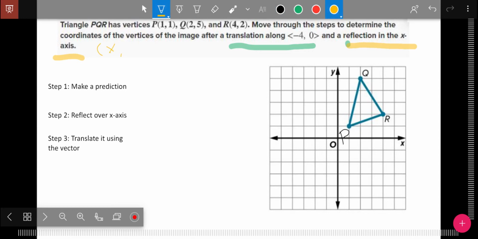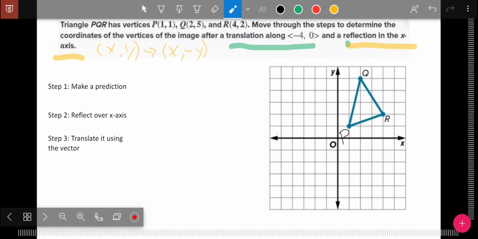I have to remind myself, what is the rule for that? The rule is (x, y) becomes (x, -y). So I'm going to make new points. If I just think about it here, Q slides left 4, because that's what the vector -4 is saying to do, and then it flips over the x-axis, so it's going to be way down here now. P is going to slide over and then flip down. R is going to slide over and then flip down. So there's going to be a new triangle down here where x is negative and y is negative. At least that's what I predict.